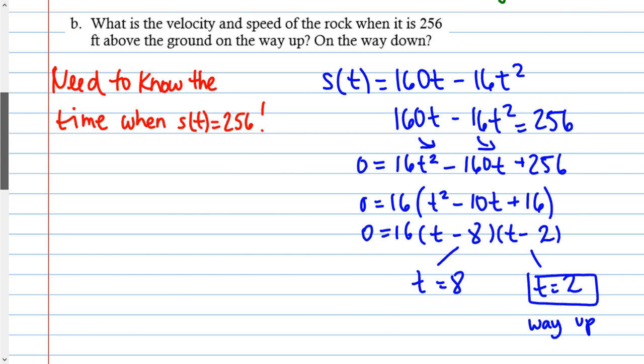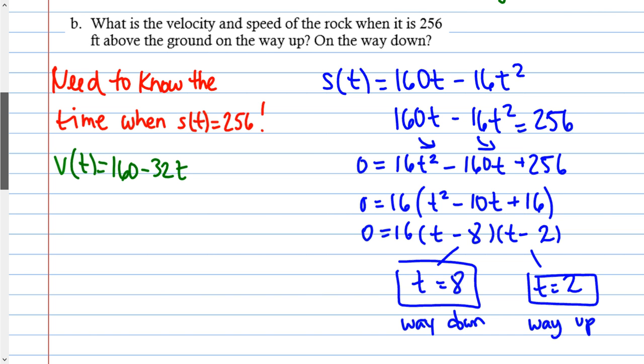Way up. And t equals 8 is coming back down, on the way down. Okay, so for velocity, all I have to do is take my velocity function that I found in part A, which was 160 minus 32t, and plug in the times. So v of 2 and v of 8.